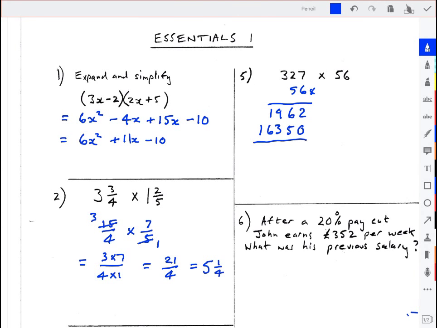Add these two lines together. 2, 6 and 5 is 11. 9 and 3 is 12 and 1 is 13. 6 and 1, 7 and 1 is 8. Answer: 18,312.